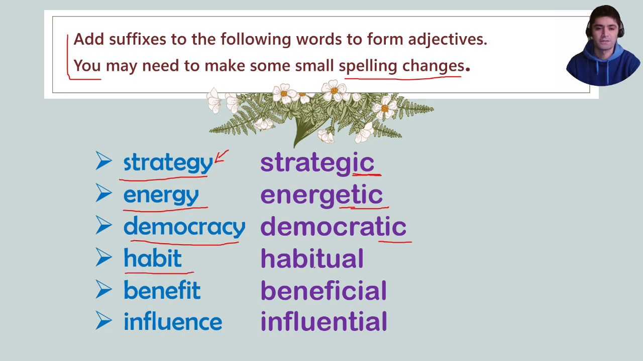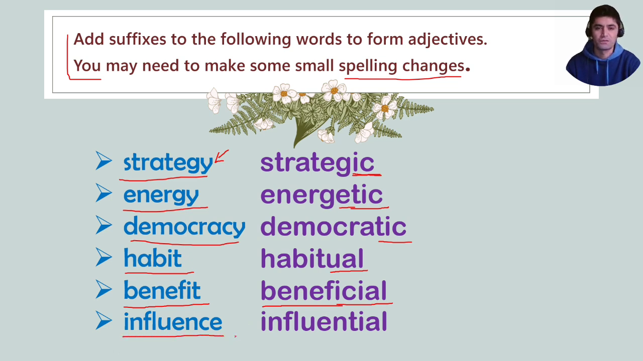Next one is habit. For habit we use this suffix, and the word became habitual. Habitual is also an adjective. Next one is benefit. For benefit, we used this suffix. There's also a spelling change there, and it became beneficial. Beneficial is also an adjective.